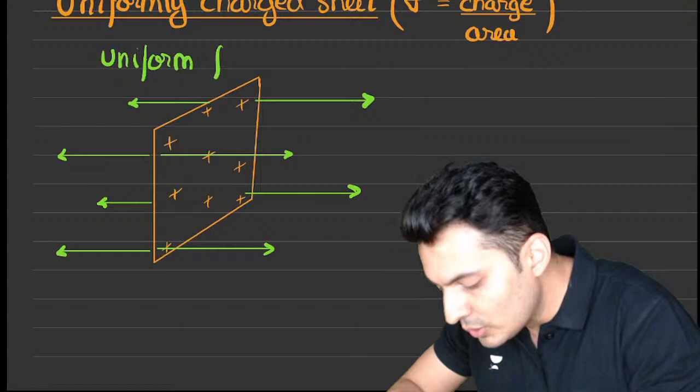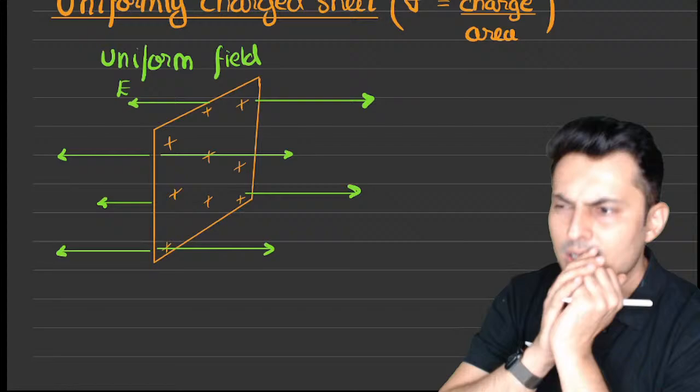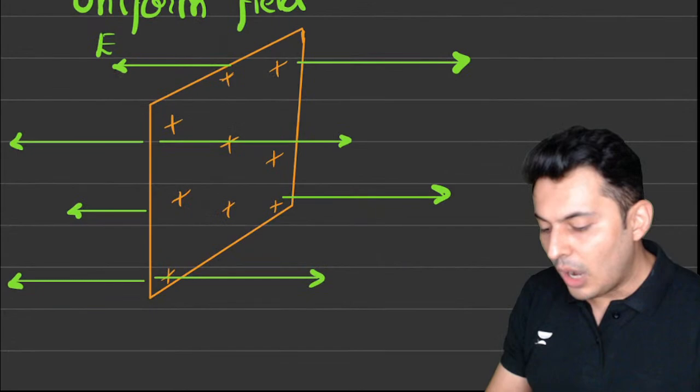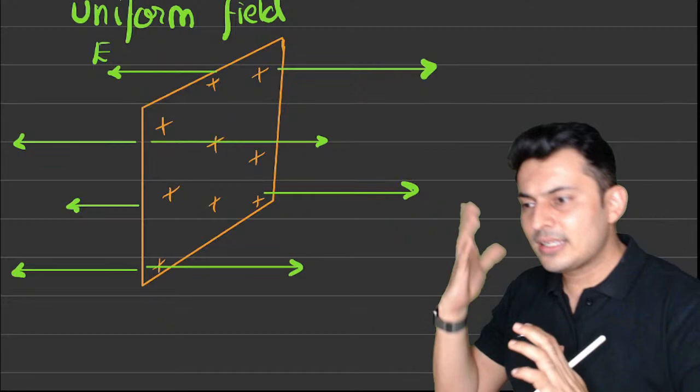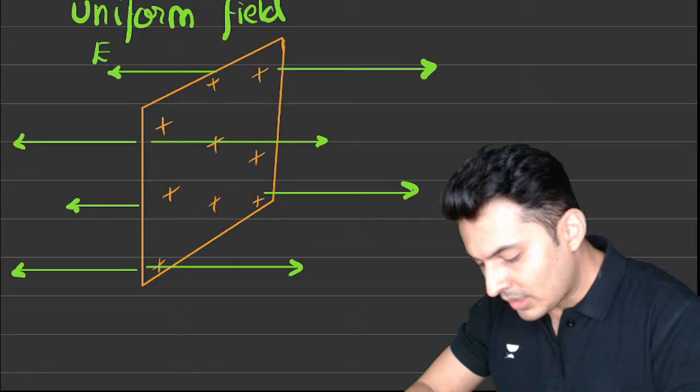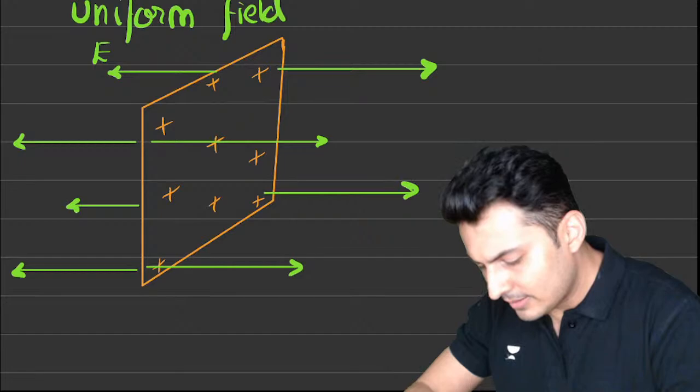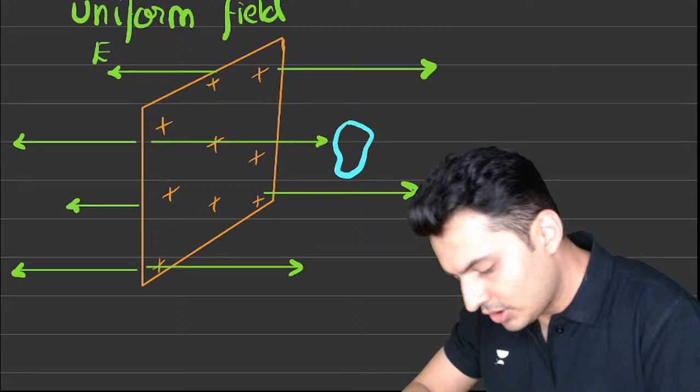Awesome. Okay. Now, I want to find how much this field is. So what I will do, I will choose a Gaussian surface. How will I choose a Gaussian surface? Observe carefully. I will choose a Gaussian surface which has a part of the sheet inside of it. Some part of the Gaussian surface will be towards the left, some part will be towards the right. So how about choosing a Gaussian surface maybe like this? I've just drawn some random figure, guys. It doesn't matter.